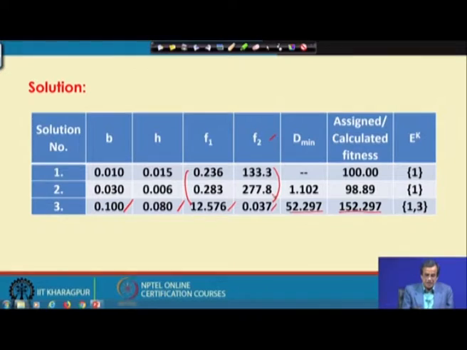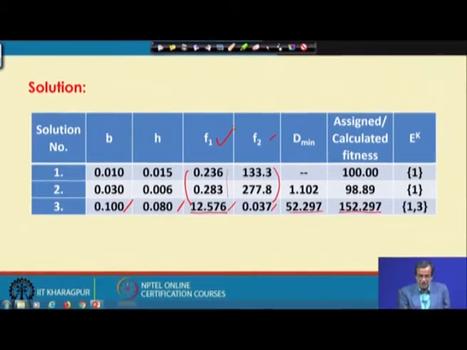Now, if I compare the value of f 1 corresponding to the first non-dominated solution, that is 0.236, and corresponding to the third, it is 12.576. If I compare these two, definitely this is higher compared to 0.236, and this is a minimization problem. So, this is not a very good solution. The solution 3 is worse compared to the non-dominated solution in terms of f 1.